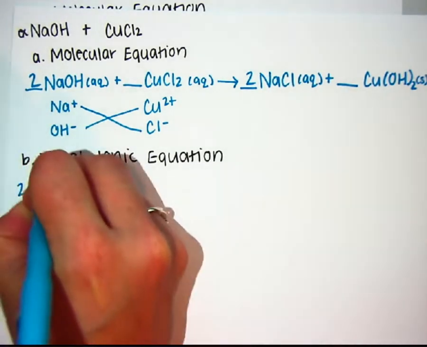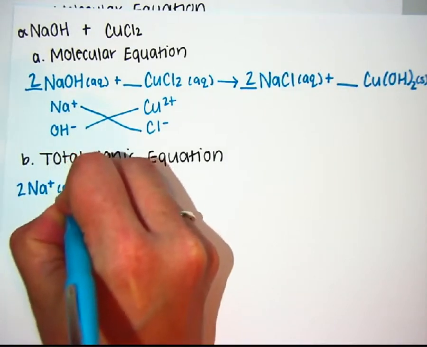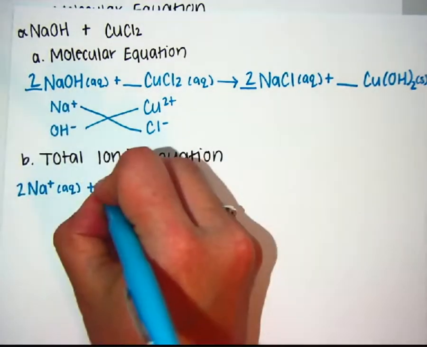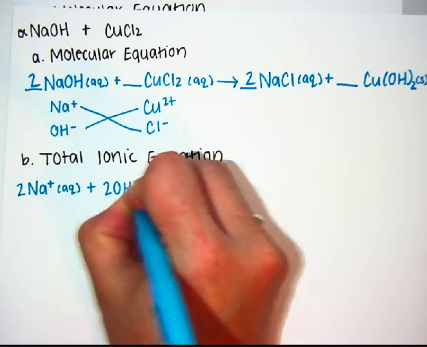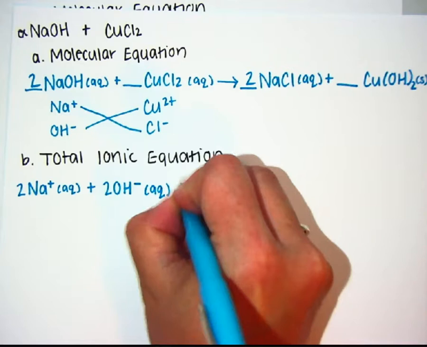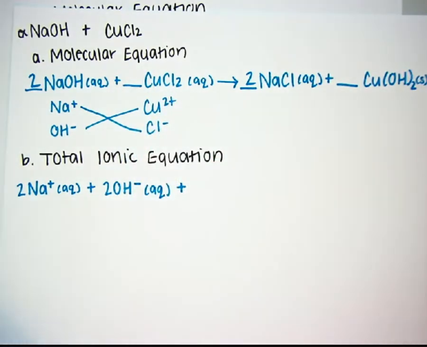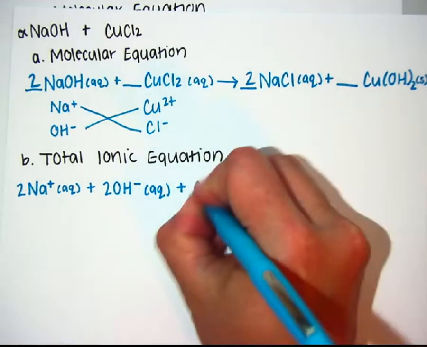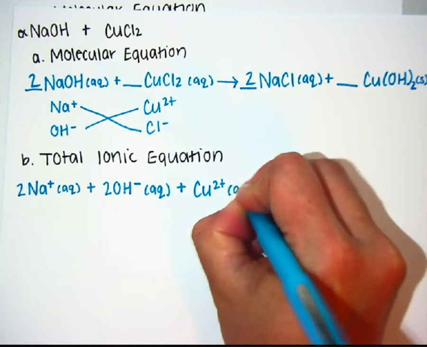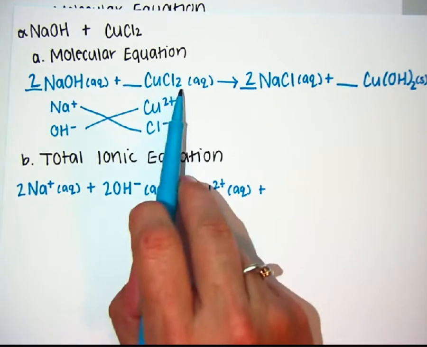and it's an ionic equation. Ions have charge. I also have 2 hydroxides. Hydroxide has a charge of -1. Copper 2 chloride is also aqueous. It's going to dissociate into copper ions and chloride ions. I have 2 chlorides.